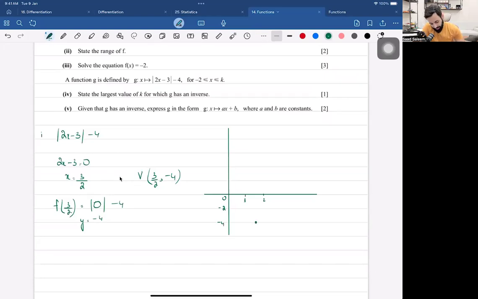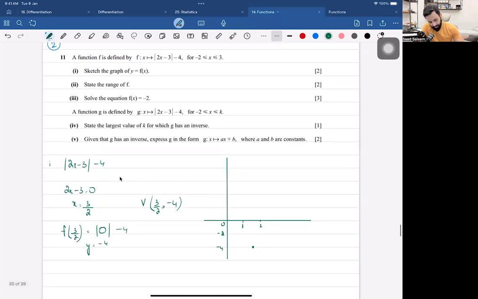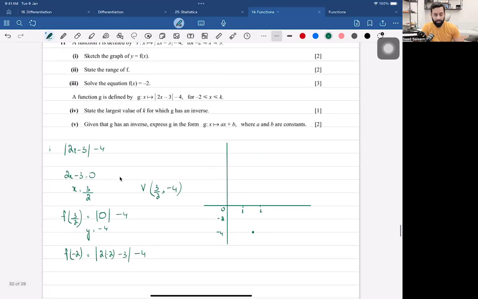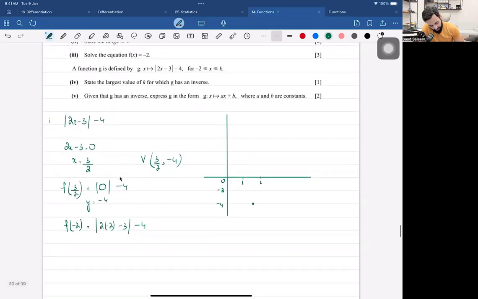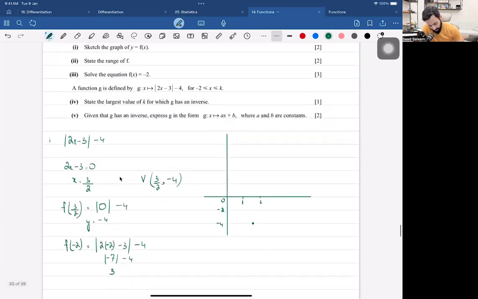Now, next thing you want to do is plug in the endpoints. That means let's plug in minus 2. So 2 times minus 2 minus 3. Let's try and not use a calculator till we absolutely have to. 2 times minus 2 is minus 4. Minus 4 minus 3 is minus 7. Modulus of which will be 7, minus 4. So 7 minus 4 equals 3.